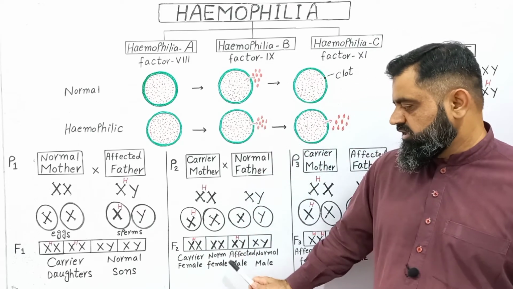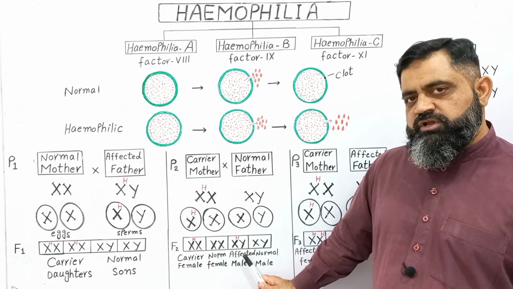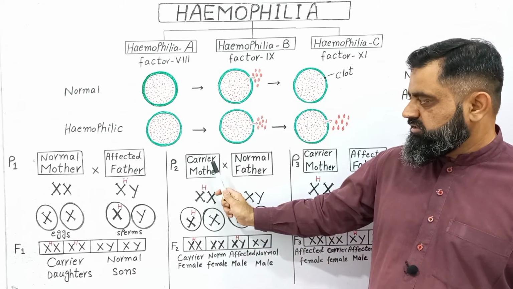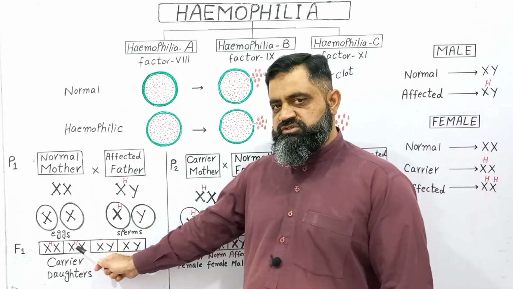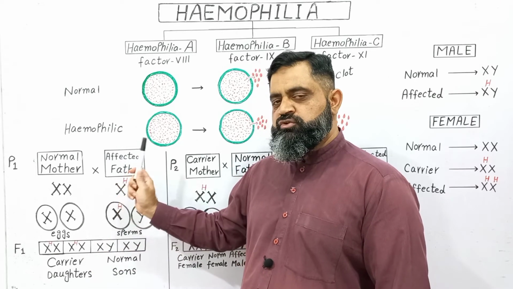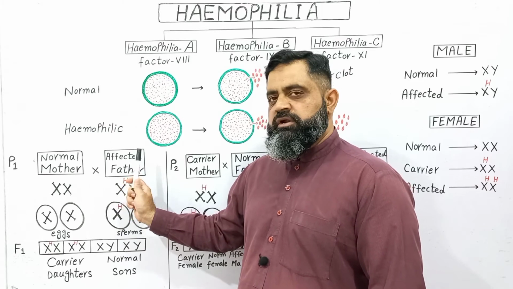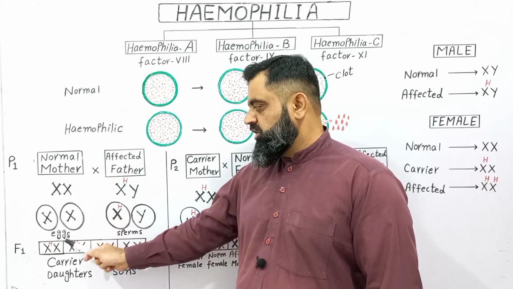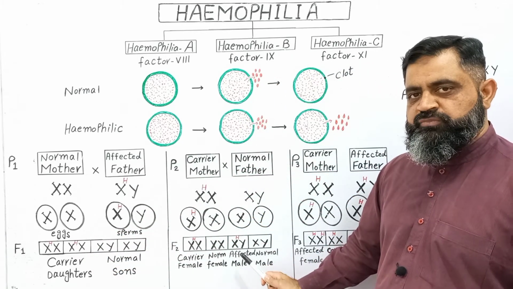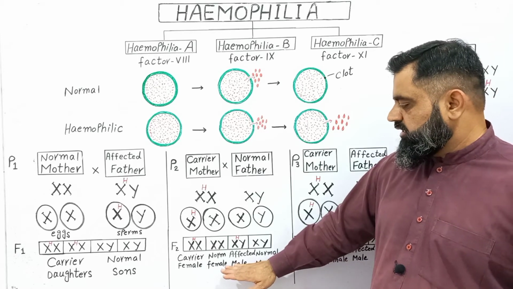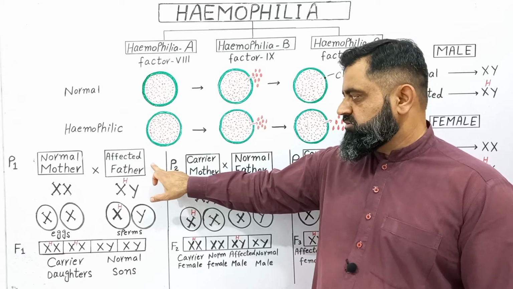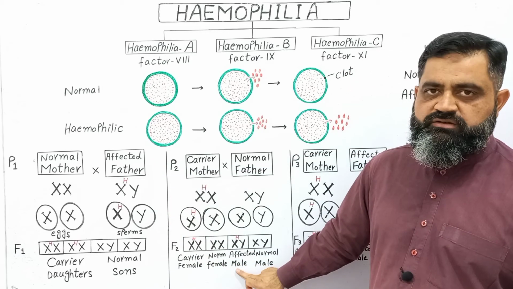Now look at this cross. This is the son which is affected by hemophilia, and this is his mother. This mother is from F1 generation, and this is the daughter of this person. So this father has inherited his X chromosome to the daughter, and then daughter has transferred X chromosome to her son. So basically, this person, affected father, was maternal grandfather of this male.